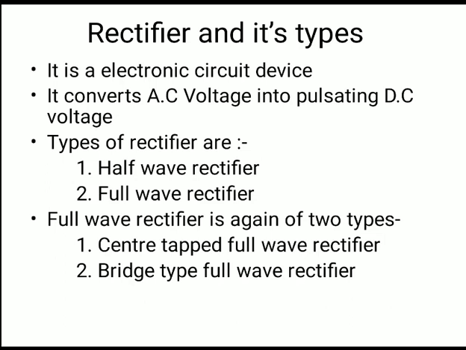We will see in the further lecture what pulsating DC means and how we will get pure DC by the use of a filter. So, what are the types of rectifier? Basically, rectifiers are of two types: half wave rectifier and full wave rectifier. Full wave rectifier is again of two types: center tap full wave rectifier and bridge full wave rectifier. It's very simple.